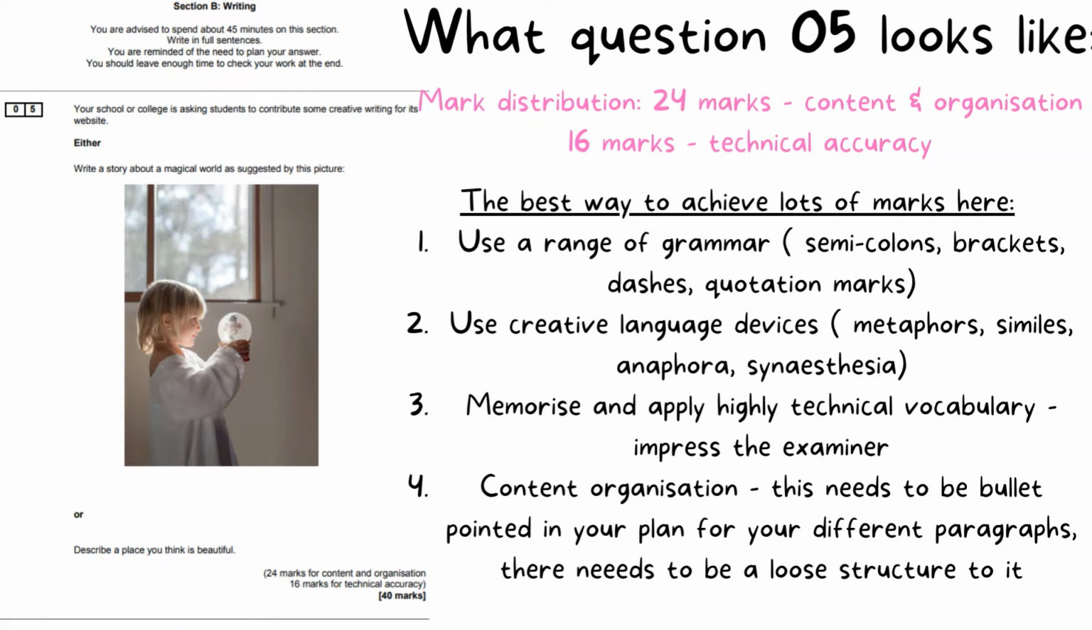And now let's look at the mark distribution, which is at the bottom of that page or in pink at the top. So you have 24 marks for content and organisation. So out of the 40, 24 is looking at what you're actually writing and how you're structuring it. And 16 of the 40 marks is for technical accuracy, looking at spelling, punctuation and grammar, and your range of vocabulary. Now, I have 4 top tips to achieve lots of marks here.